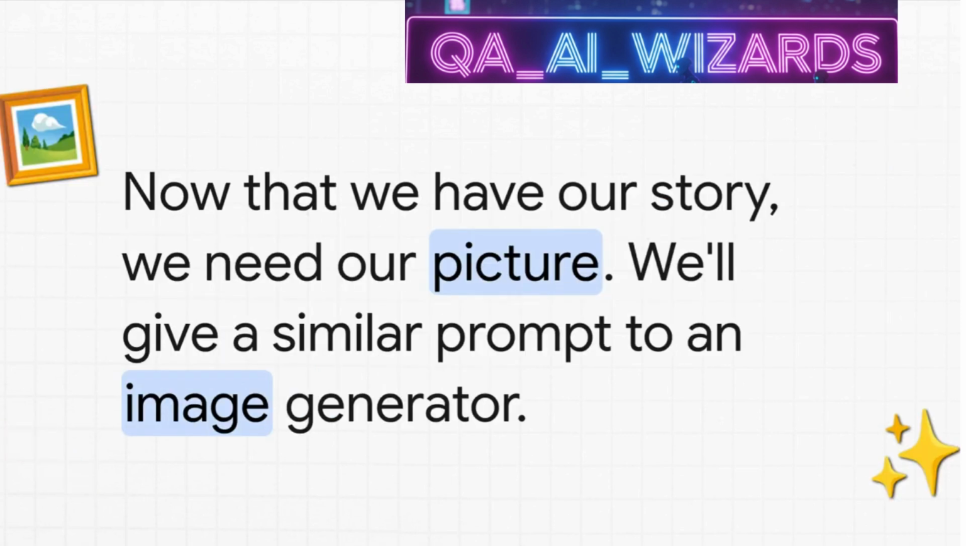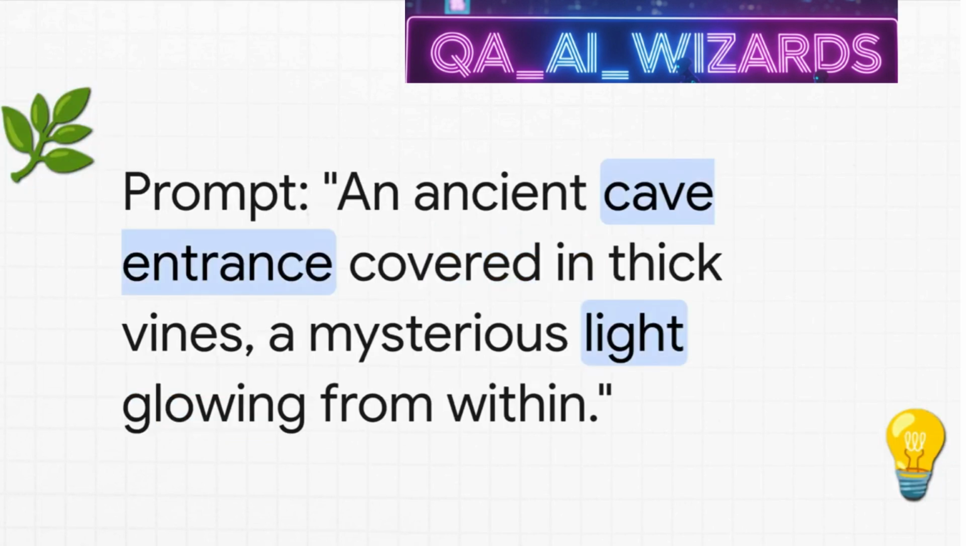Okay, we've got our story. Check. Now we need the picture to go with it. So we'll give a very similar prompt to an image generator. But this time, we're going to focus on the visual details. See how this prompt just paints a picture with words? Ancient cave entrance, thick vines, mysterious light. These are the ingredients the AI is going to use to cook up our illustration. And just like that, by combining two simple prompts, you've created a tiny illustrated story.